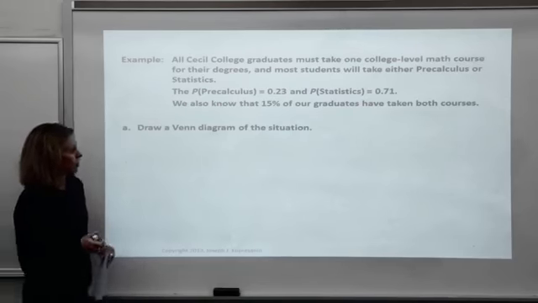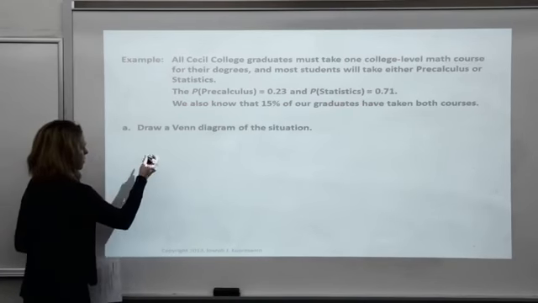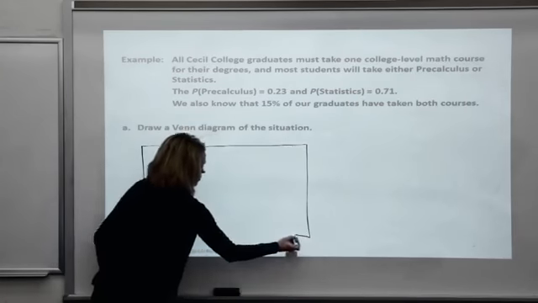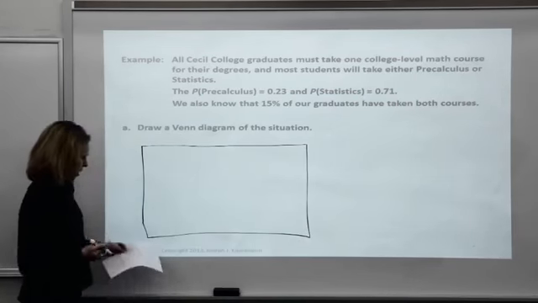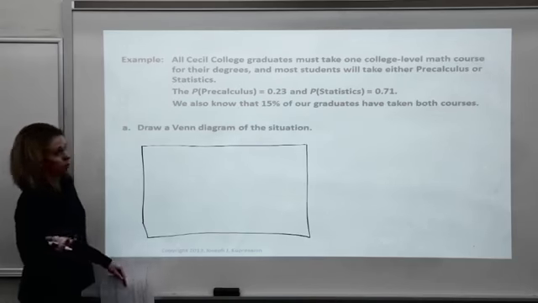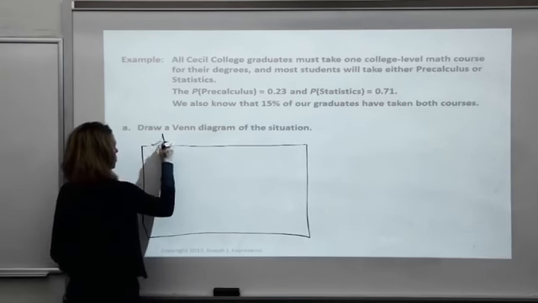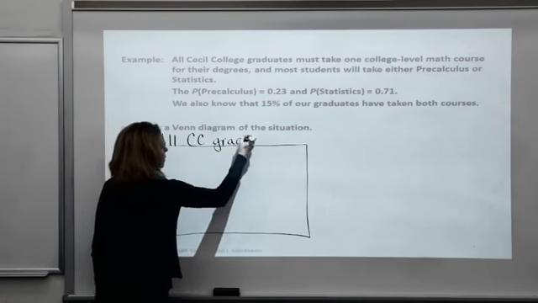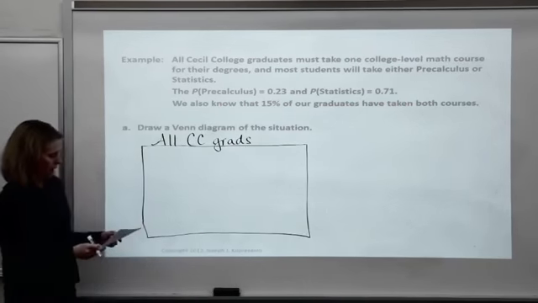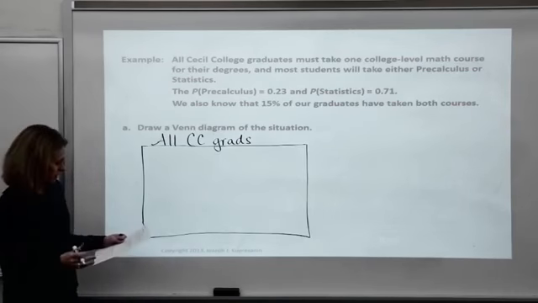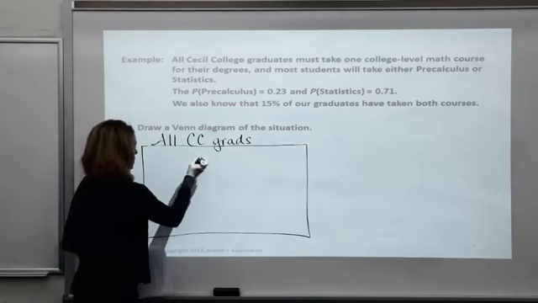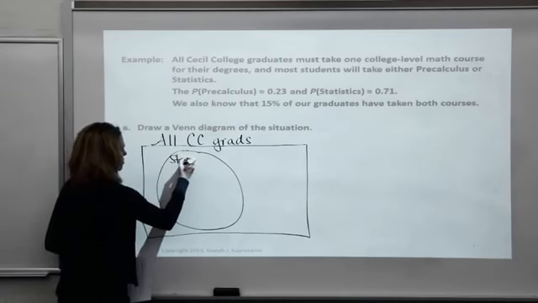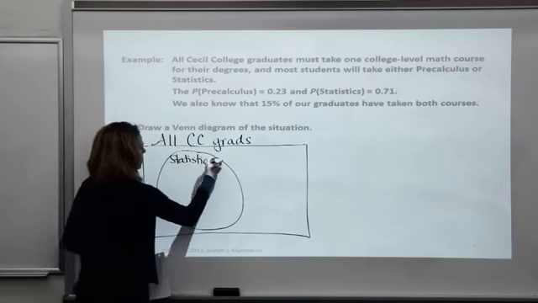So first, let's draw a Venn diagram of this situation. Remember, inside your rectangle is everyone of interest in the problem. This problem talks about Cecil College graduates, so this rectangle contains all Cecil College graduates. We have some students that have taken statistics. A lot of students take statistics, so I'll make a fairly large circle here. These are the students that have had statistics.